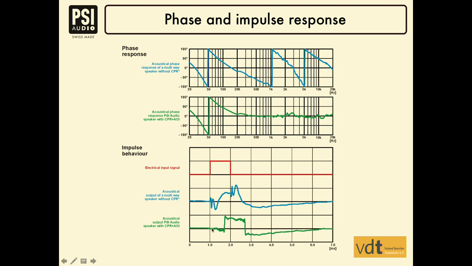So what we do here is we wait half a millisecond, 0.6 milliseconds, and then all frequencies down to 150 hertz come out at the same time, and then you just have the very low frequencies that have a bit of delay. So the impact is much, much cleaner and closer to the original signal.